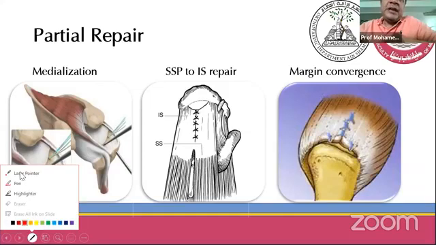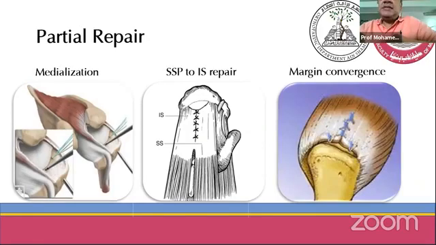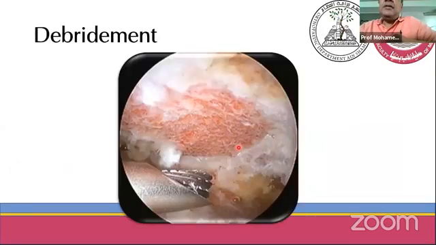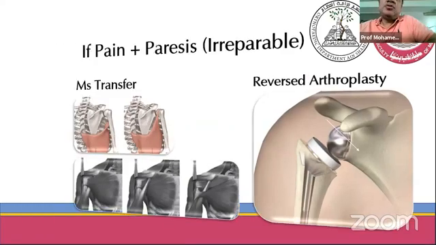This is actually a good solution to make a partial repair, and many of the patients can do better with this kind of surgery. This is the simple debridement arthroplasty. The muscle transfer, the function with the muscle transfer, the latest evidence is that the patients will not do well as regards function. And actually, the reverse arthroplasty is a very good solution, but it is a little bit costly.